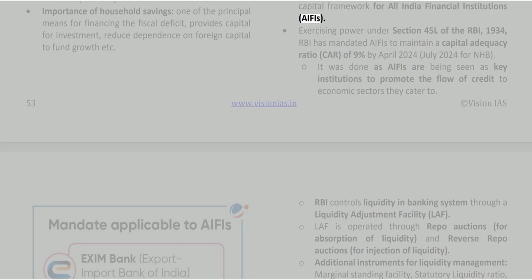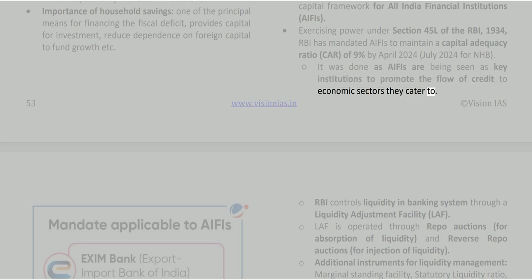Exercising power under Section 45L of the RBI Act, 1934, RBI has mandated AIFIs to maintain a capital adequacy ratio, CAR, of 9% by April 2024, July 2024 for NHB. It was done as AIFIs are being seen as key institutions to promote the flow of credit to economic sectors they cater to.